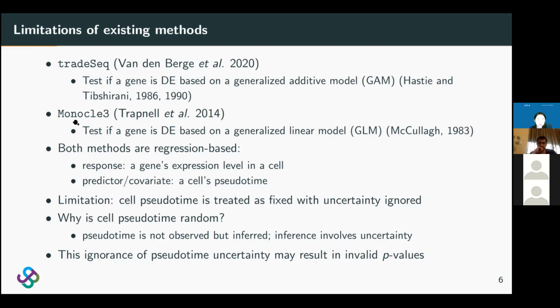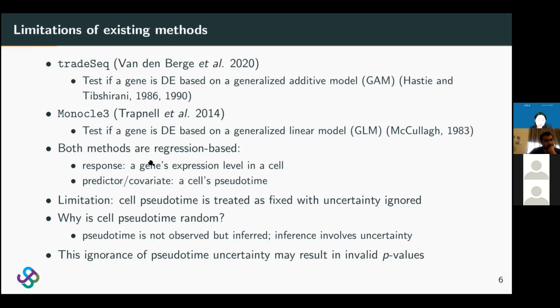Another method is in the package called Monocle 3. Monocle can do a lot of things, and Monocle was the first method that does pseudotime inference, but later it incorporated other functionalities. For example, it has a functionality to test if a gene is DE, and it uses a generalized linear model, not a generalized additive model. I'll talk about their differences.